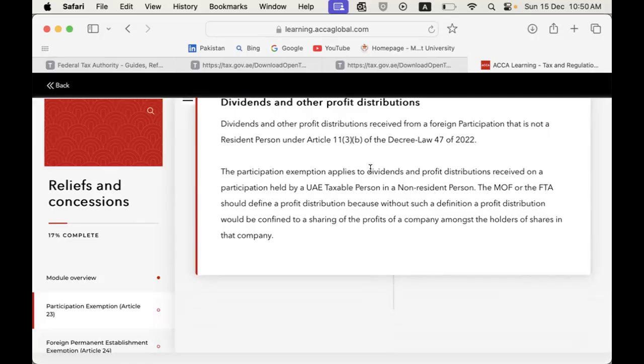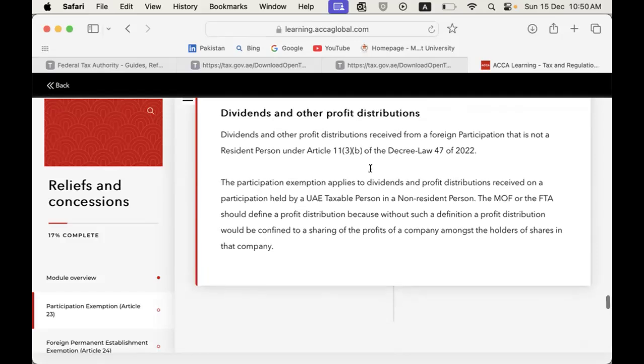Now, this is an easier question for everyone. Once we conclude that these dividends and distributions meet the conditions of participation exemption, what will be the impact on the corporate tax return? Can somebody give this answer, please? We will not consider the dividend as taxable in the calculation of taxable income. Yeah. We will not include it in the calculation of taxable income.